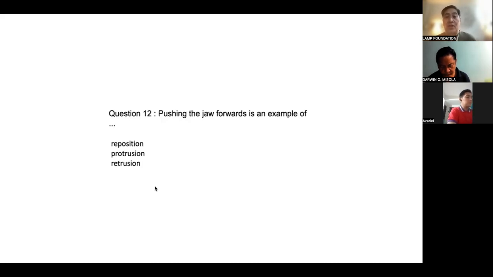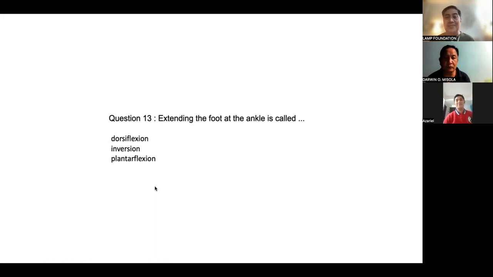Depression, Doc. Pushing the jaw forwards is an example of protrusion. Extending the foot at the ankle is called? Circular movement po, Doc. Wala nang circular movement dyan. Sorry po. Yung kanina, flexing the foot at the ankle. Ito naman, extending the foot at the ankle is called plantar flexion po. Okay.